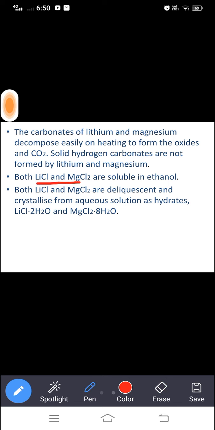And both lithium chloride and magnesium chloride are soluble in ethanol because they have covalent nature. So covalent compounds are mostly soluble in organic solvents. And both lithium and magnesium chloride are deliquescent. The reason is they form hydrates. See, lithium chloride has a dihydrate, and magnesium chloride is an octahydrate. Other alkali metals do not form this much hydrate. They never exist in the hydrate form.